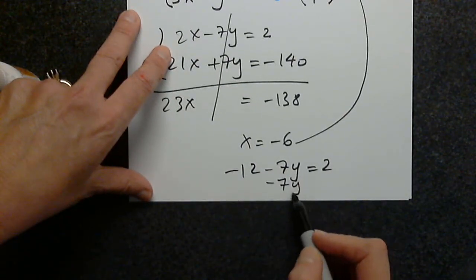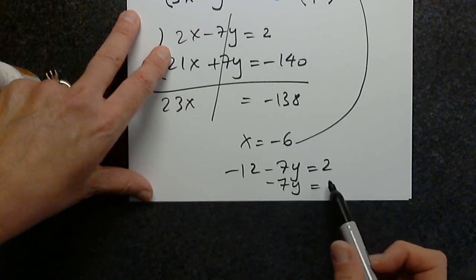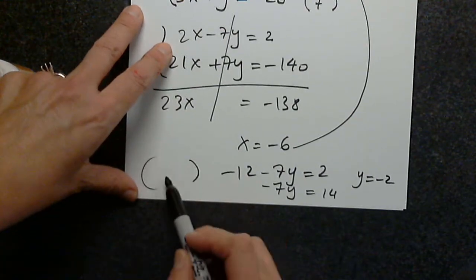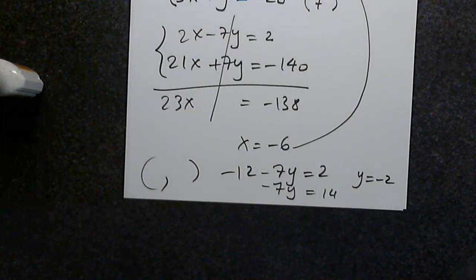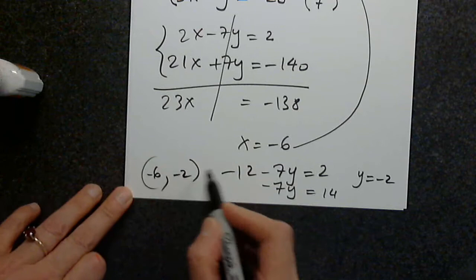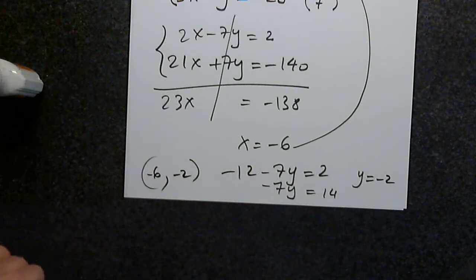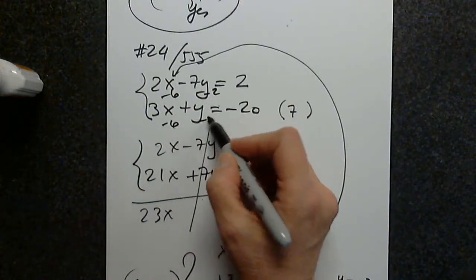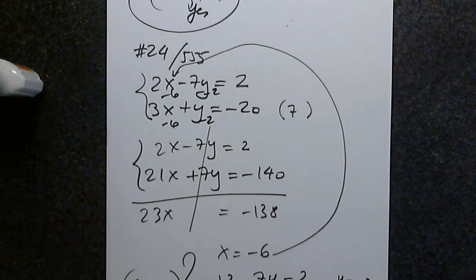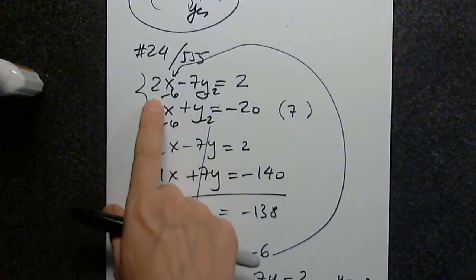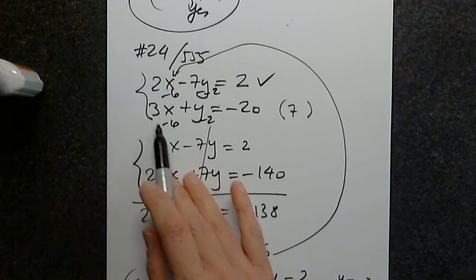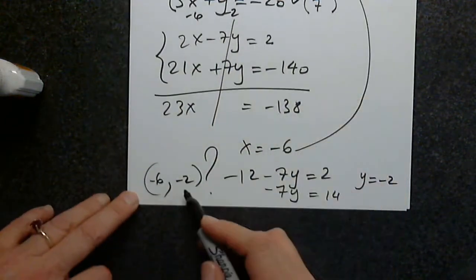So then, negative 7y equals 14. So then y equals negative 2. So we expect the solution to be, we're not certain, because I could have made tons of errors on the way, negative 6, comma, negative 2. Is it true? I have no clue. I go back, negative 6, negative 2. So let's see, negative 12 plus 14. Yes, that's true. Negative 18 minus 2, yes, that's true. Therefore, this is yes.